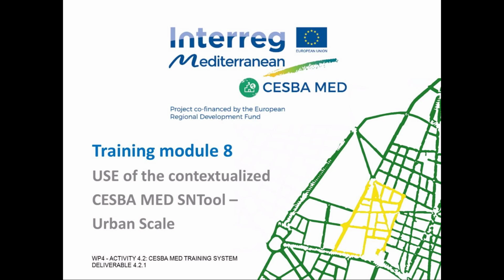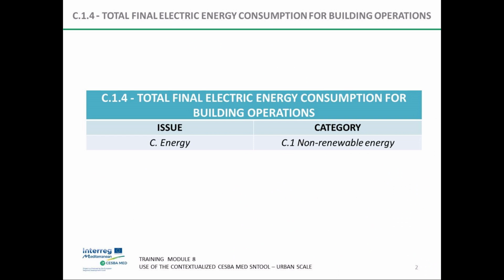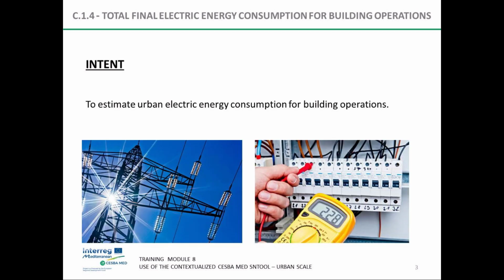Training module, use of the contextualized SESBAMED SN tool, urban scale. Indicator, in this case 1.4, which is the total final electric energy consumption for buildings operations. In this case, we would like to estimate the urban energy consumption for building operations.